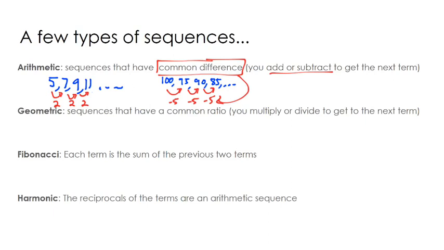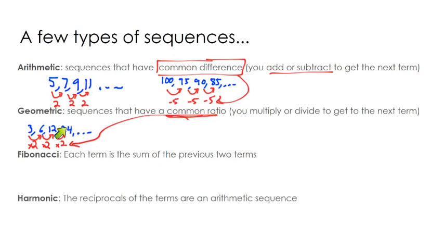Now, let's look at a geometric sequence. A geometric sequence is a sequence of terms that have a common ratio, which means you multiply or divide to get to the next term. A simple example of that: 3, 6, 12, 24, so on and so forth. You can see that to get to the next number in the sequence, we're not going +3 every time, but we're actually multiplying by 2 every time. So that 2 would be our common ratio.